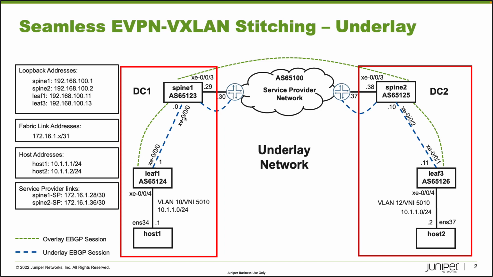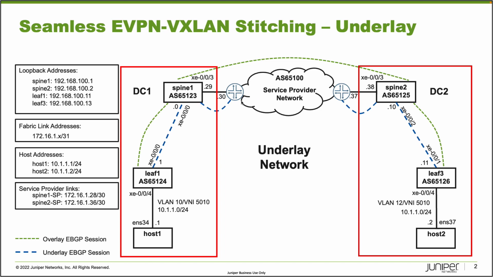Something else to point out is the autonomous system numbers here. We have AS65123 for spine 1, AS65124 for leaf 1. That will be very important because we will be using eBGP for the underlay network, so we have to specify these autonomous system numbers as we are configuring those sessions.